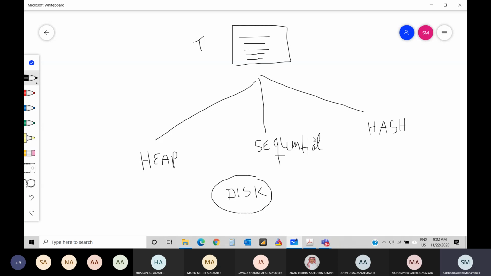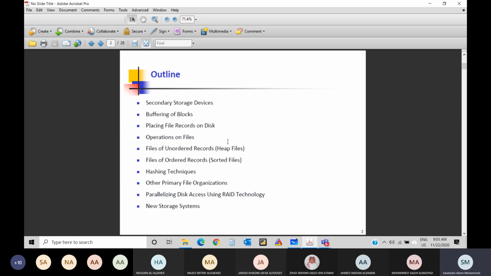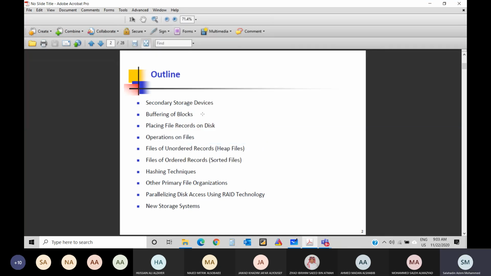First of all, let me start with disk in that case. So this is chapter 16, and from your textbook, you have to read section 1, section 2, section 6, section 7, section 8, and section 9. So I'm going to start by explaining, first of all, the secondary storage, which is a disk. There is something called buffering technique and blocks. I'll talk about that one. How do we put the records in the disk? You remember the table has many records. So how do we put each record in the disk? Then what are the different operations on files, which you already know. I'll talk about that one.